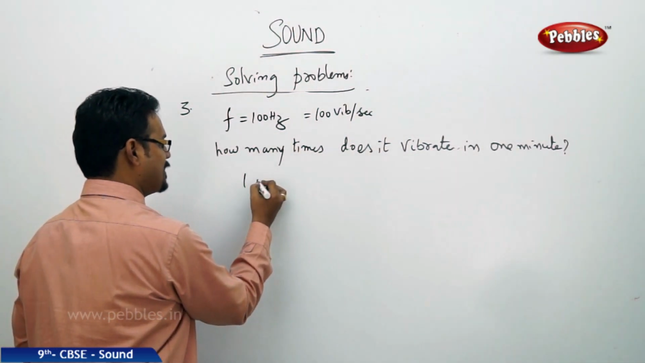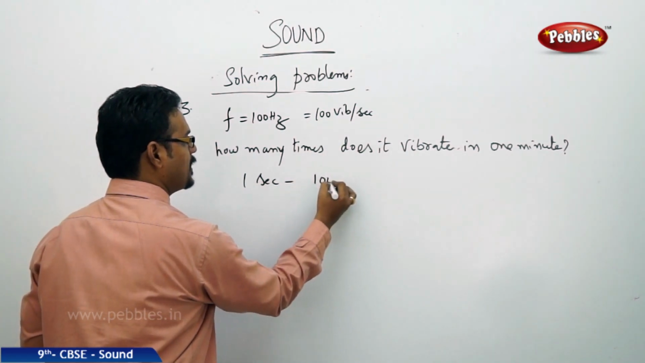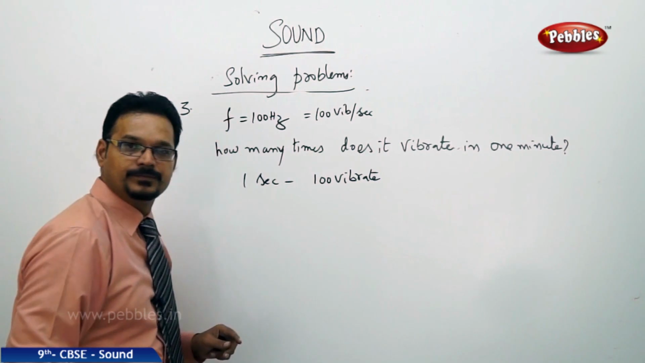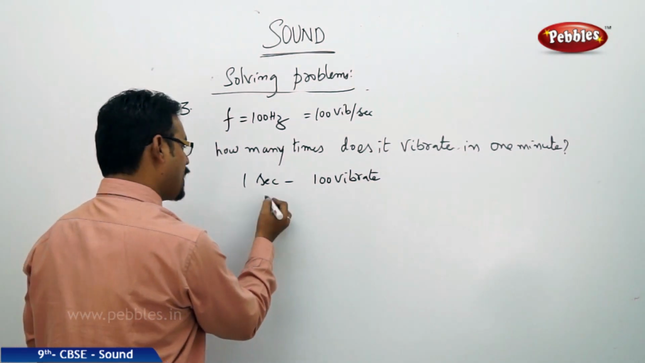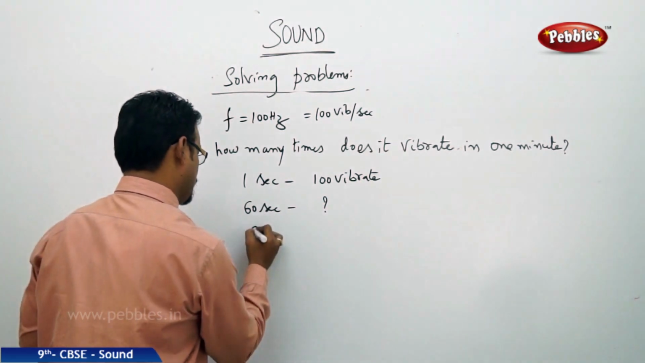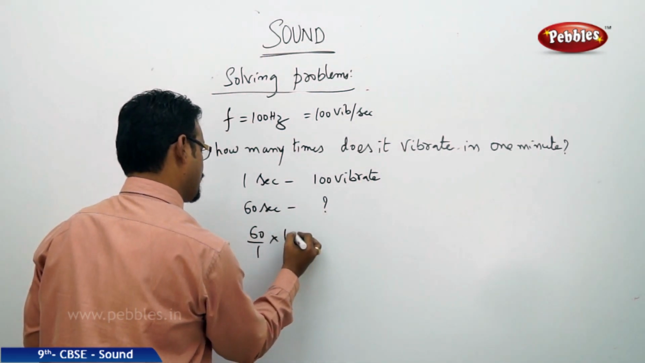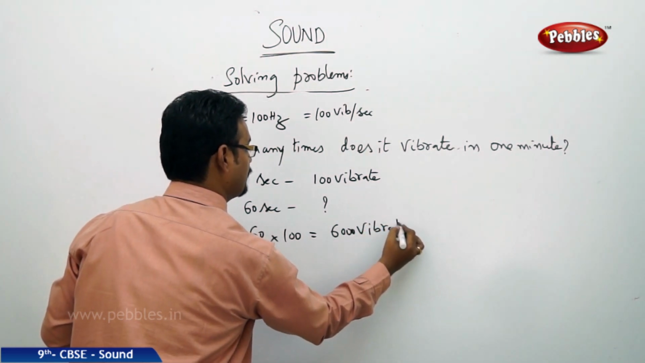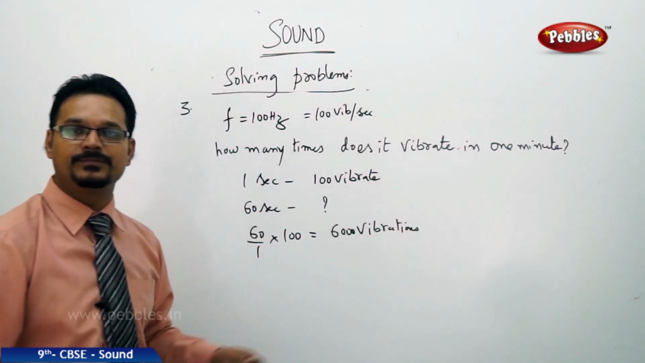So you can start like this. In 1 second, it vibrates 100 times. In 1 minute, 1 minute means 60 seconds, how many times does it vibrate? So 60 by 1 into 100. So this is nothing but 6,000 vibrations in 1 minute.